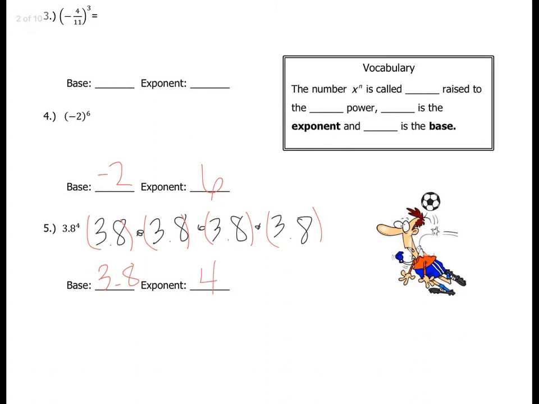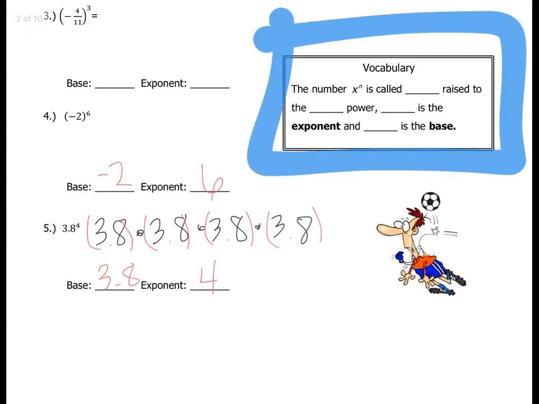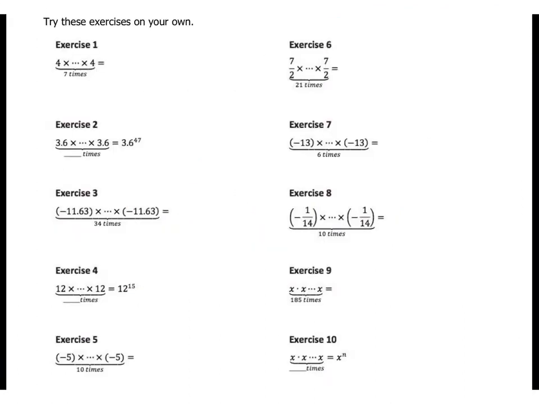So the vocabulary up here, you'll see that the number x to the n is called x raised to the nth power, where n is the exponent and x is the base. On this page, I do really want you to try these exercises on your own, so please pause this as you need to, so that you're not just relying on my answers.